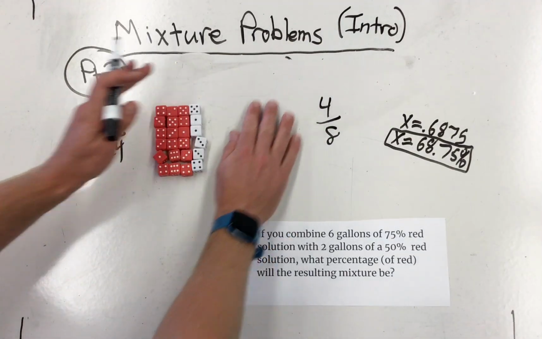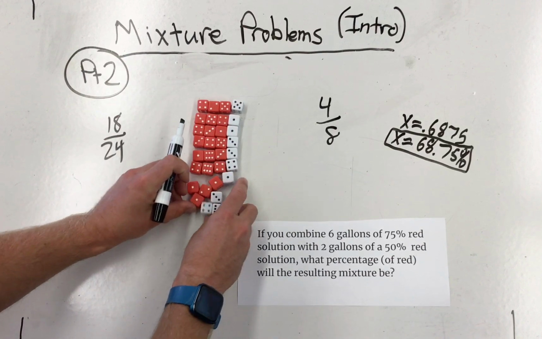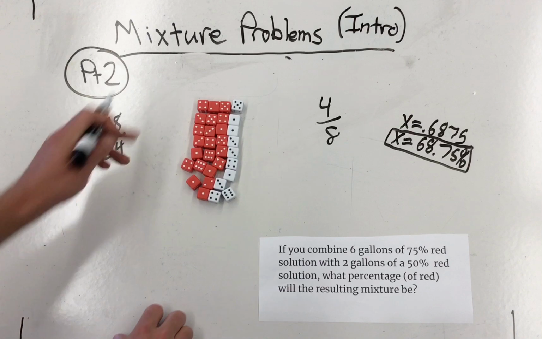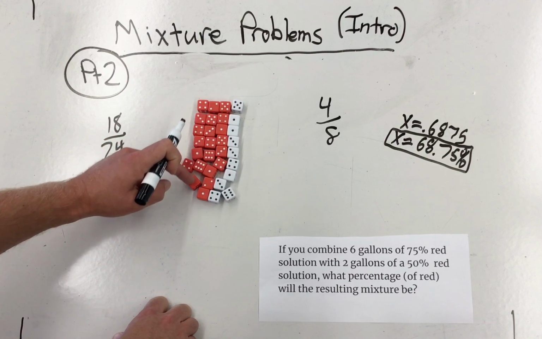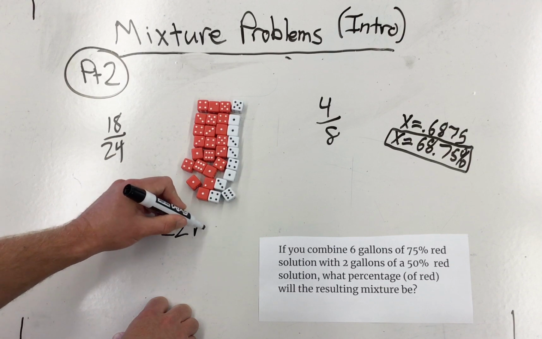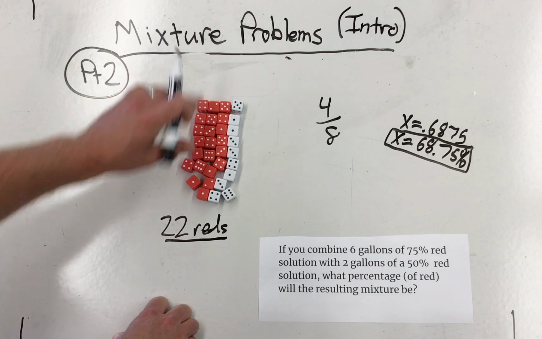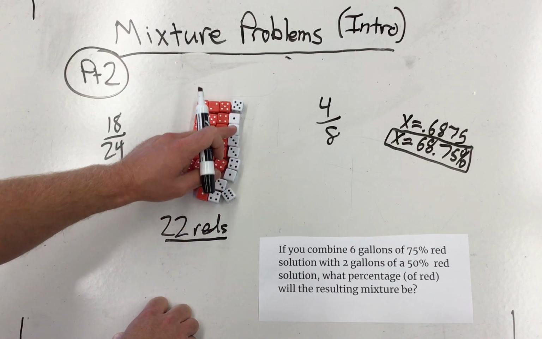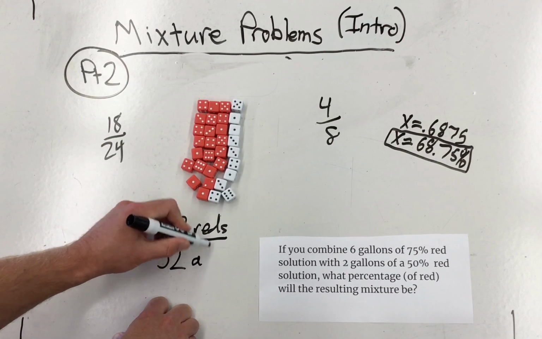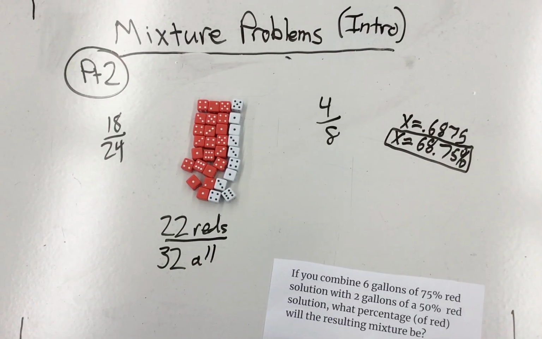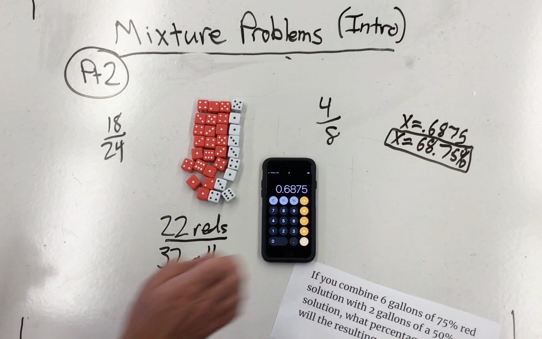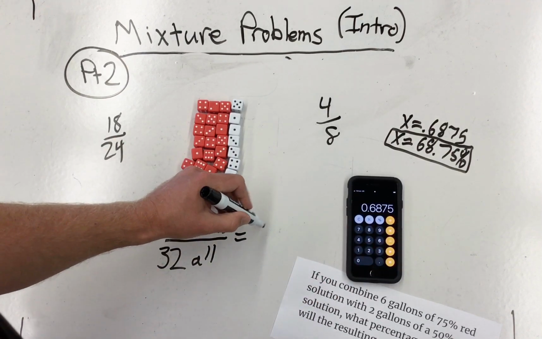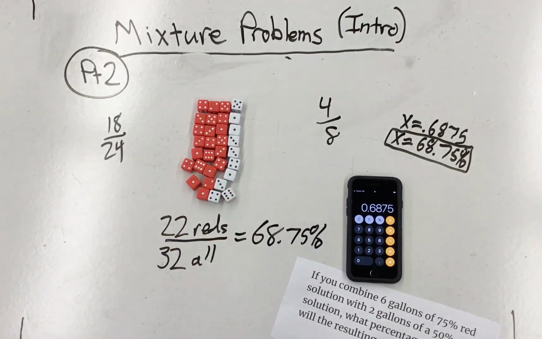Well, now I'm combining these, and when I combine them, let's find out what my new ratio is. So let's count all the reds. 1, 2, 3, 4, 5, 6, 7, 8, 9, 10, 11, 12, 13, 14, 15, 16, 17, 18, 19, 20, 21, 22. We have 22 reds over 32, all of them. Let's crunch some numbers and figure out what that is. So bust out a calculator. All right, 22 divided by 32 is 0.6875, which is 68.75%.